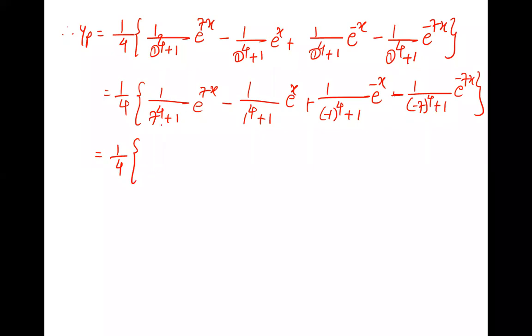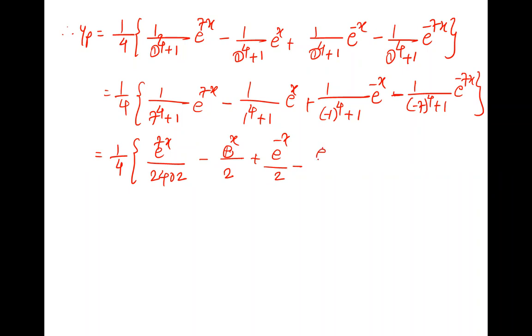How much is the term? Just check this. 2402. Okay, 2402. Have you added this plus 1? Yes. Okay. Minus 1 plus 1, 2 e raised to x, plus 1 plus 1 again 2, plus e raised to minus x by 2, minus again the same term, I guess, 2402 e raised to minus 7x upon 2402.